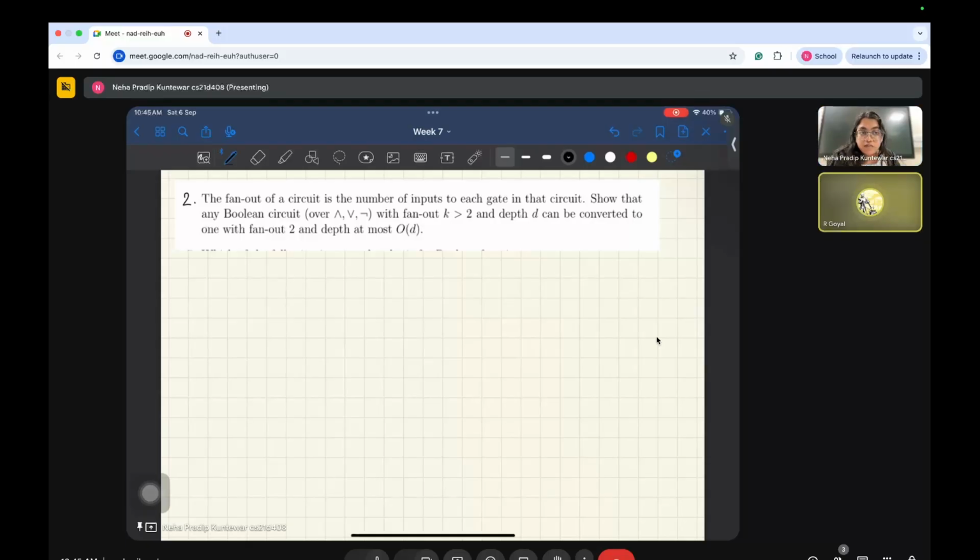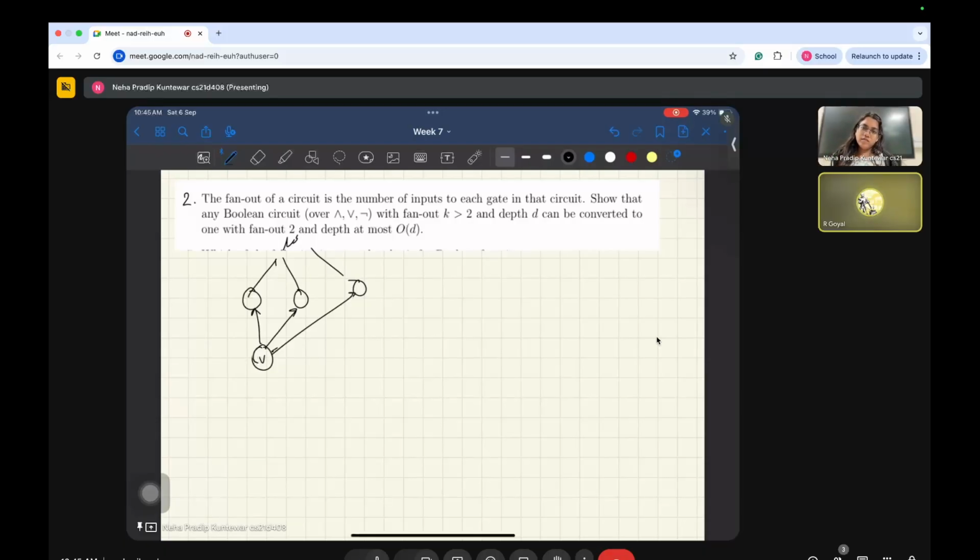So the fan out would mean the number of outgoing wires from a gate. Okay. So can we have more than one outgoing wire from a gate? Yes, perfectly possible. So this could be feeding into some other gate, and this could be feeding into some other gate. So the fan out of a circuit is the number of the inputs to each gate in that circuit.